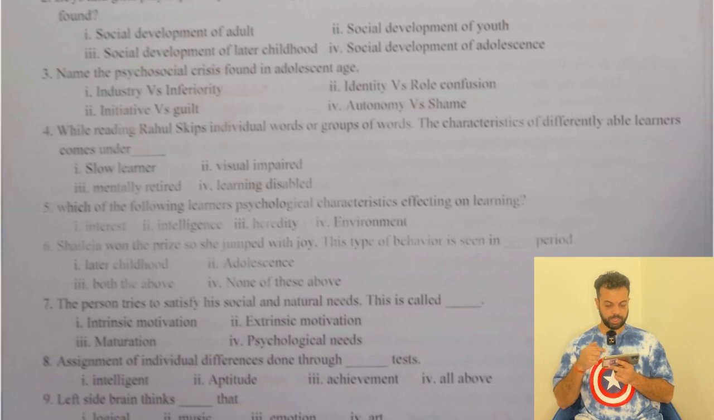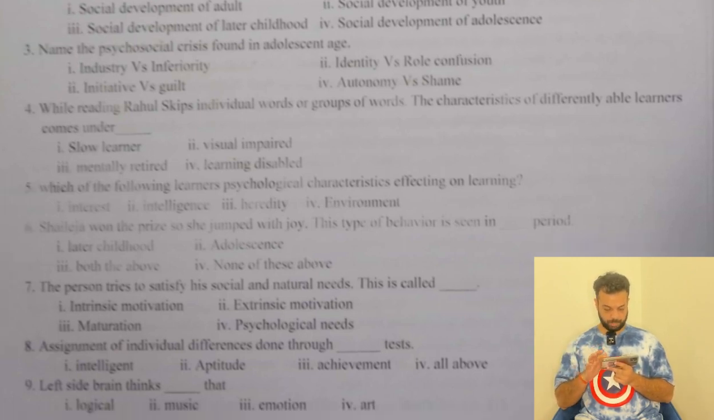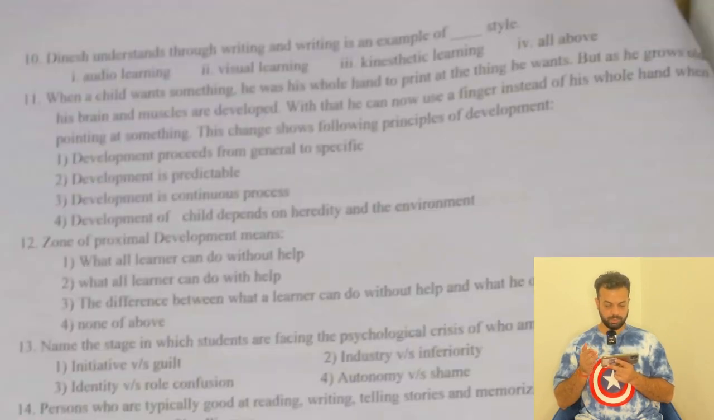The person tries to satisfy his social and natural needs. That is called, there are 4 options. You can choose the correct one. Assessment of individual differences done through, again the 4 questions. You can choose. Next is left side of the brain thinks dash that. Let's go to the next one. Dinesh understands through writing is an example of dash style. There are 4 options. You can choose the correct one.